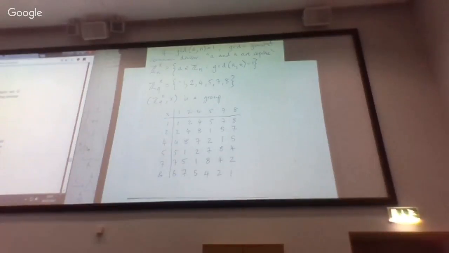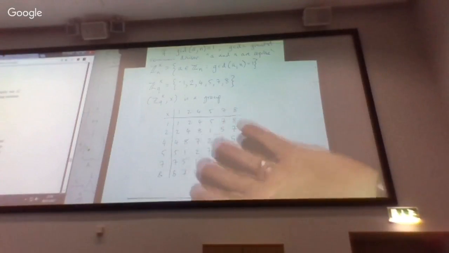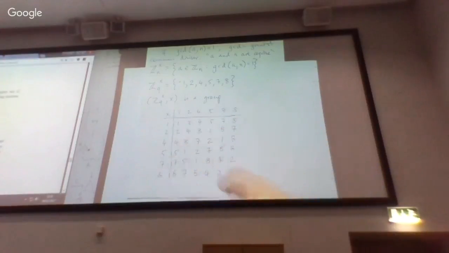Okay, multiplication is always a bit harder. But there's yet another 6-element group. It's closed because every entry in the body of the table is one of the 6 elements. It's associative. It's based on an associative operation. The identity is 1, and everything has an inverse because in every row the number 1 does appear.